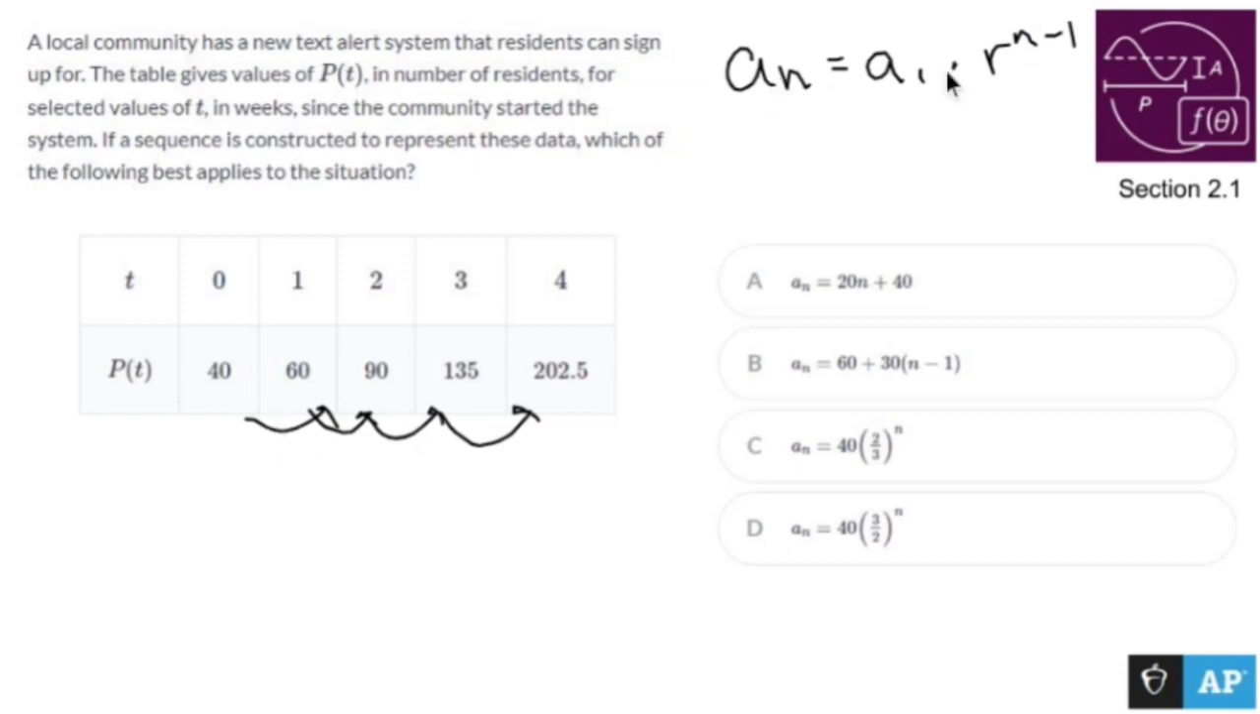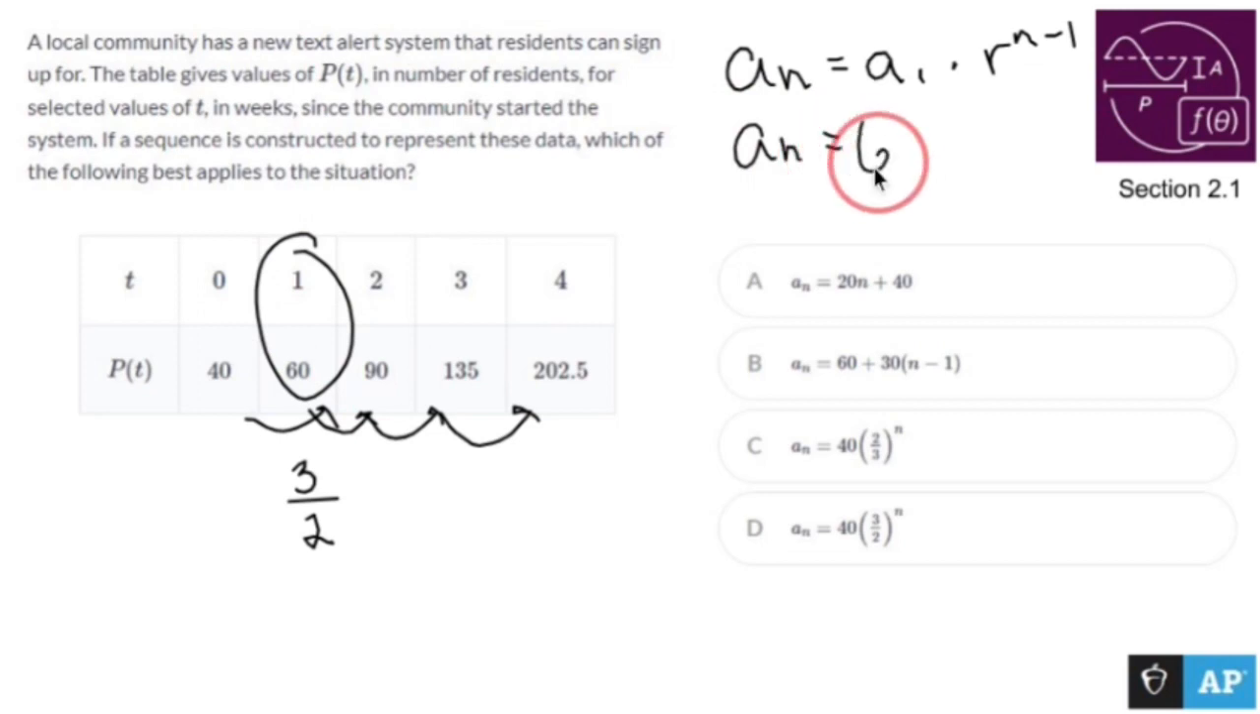Let me see. I determined that the common ratio is 1.5, but they want us to write it out as 3 over 2. The first term is actually 60. So a sub n equals 60 times 3 over 2 to the n minus 1, which is neither of those. So it's definitely not you and it's definitely not you. So my job now is to figure out, all right, which one of these is that?